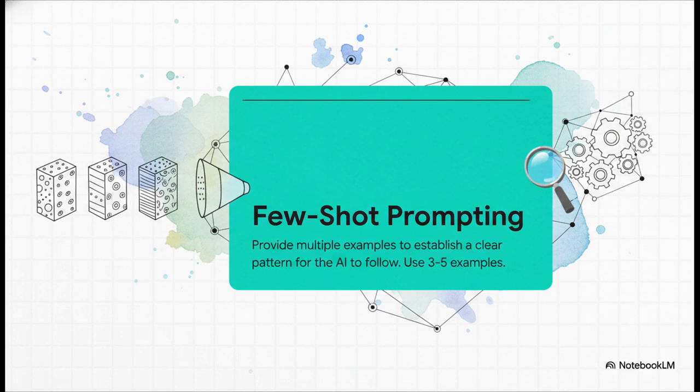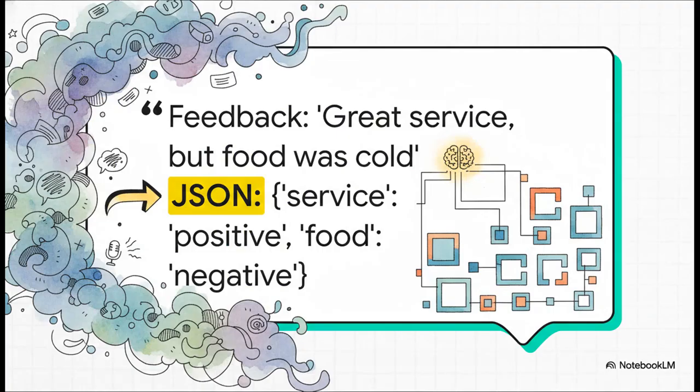But what if you need a really specific format? That's where few-shot prompting is your best friend. With this, you give the AI a few examples to show it exactly the pattern you want it to follow. You're basically teaching it on the fly. Just look at this. This is so useful. We're showing the AI how to take messy customer feedback and turn it into clean, perfectly structured JSON. By giving it just this one clear example, you basically guarantee that the AI is going to format its output perfectly, every single time.